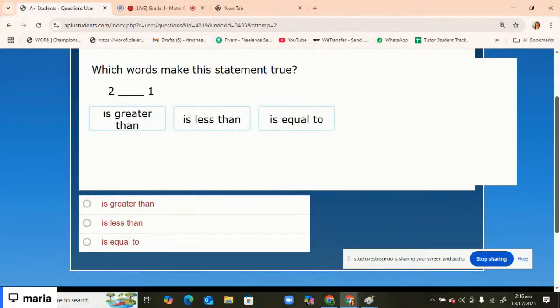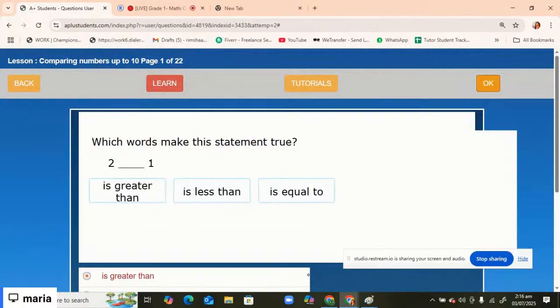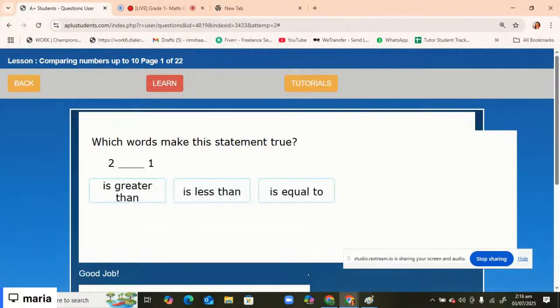Everyone think about it and then tell me in the chat please. This is the previous one. 7 is greater than 5. This is right. Now tell me this one. 2 and 1. 2 is greater than 1, 2 is less than 1, or 2 is equals to 1. What is the right option? So 2 is greater than 1. And this is the right answer.